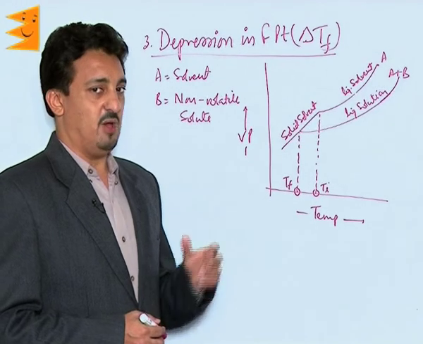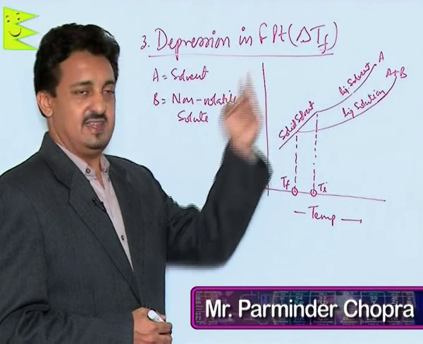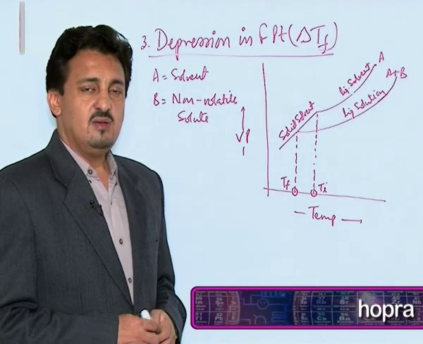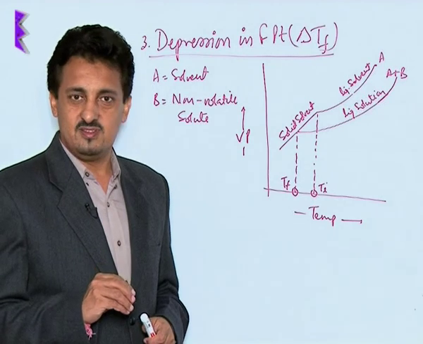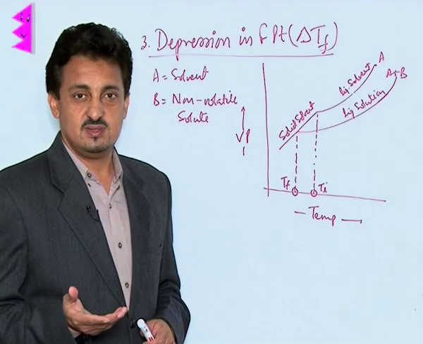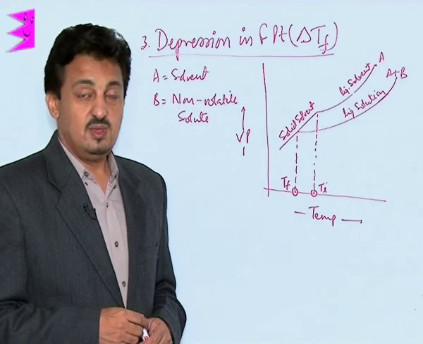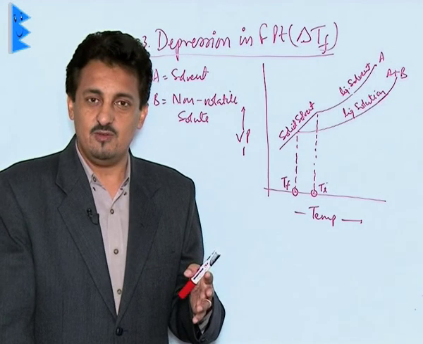The third colligative property is depression in freezing point. The symbol of this is delta Tf. We know that the moment a non-volatile solute is added to the liquid solvent, the vapor pressure of the solution becomes less than that of the pure solvent. This we already know. But what is the effect of this on the freezing point of the solvent?